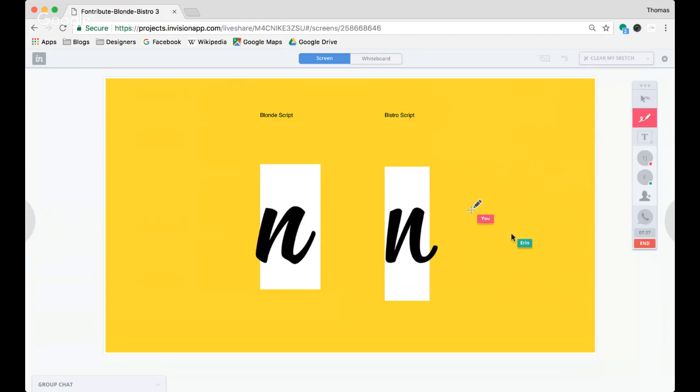Bistro is almost upright. It's a very slight italic angle, really more of an upright in orientation. It's way more so than Blonde's script, right?